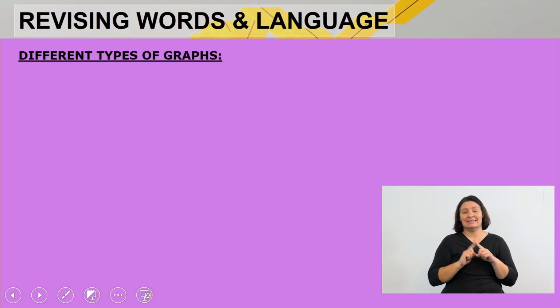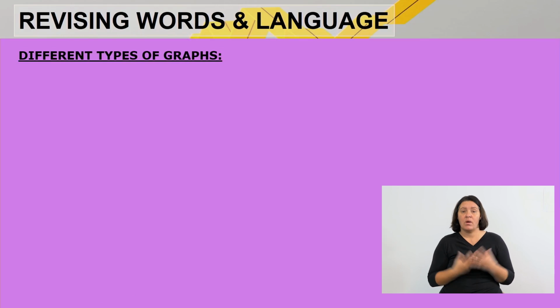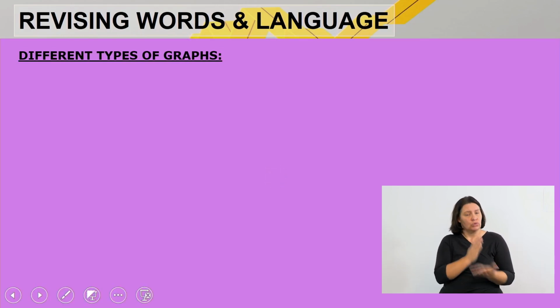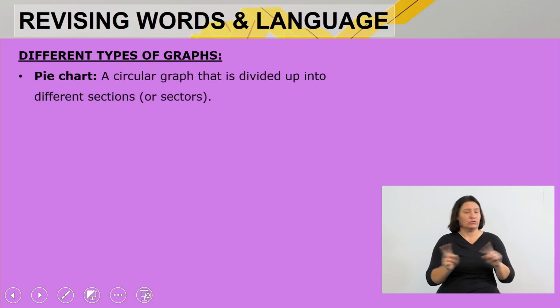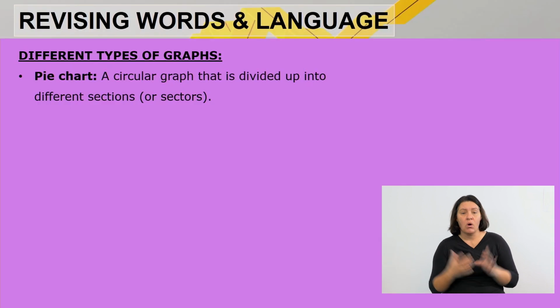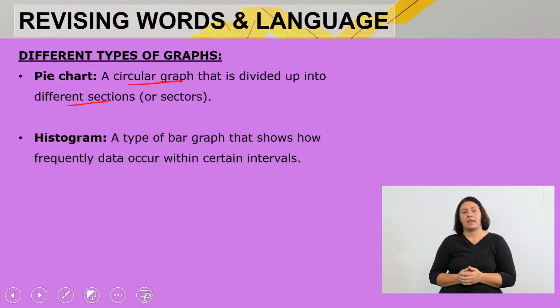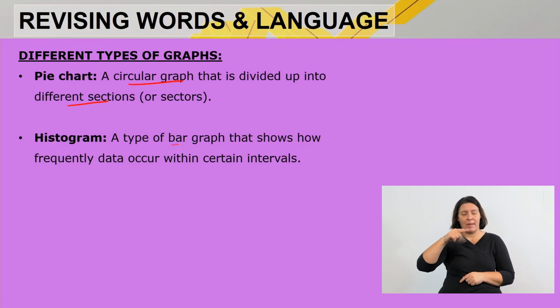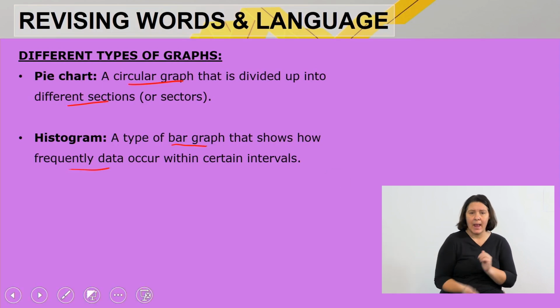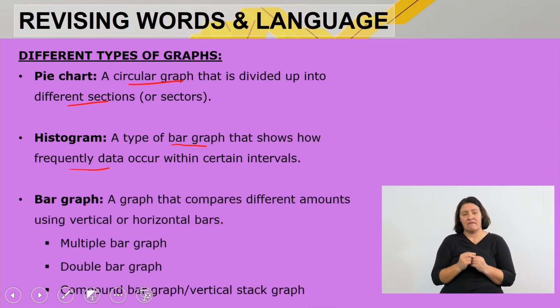Now let's look at some other important words and language that you should be familiar with. So I indicated here different types of graphs. Remember, we are working with graphs, so make sure you are able to distinguish between the types of graphs and also to know the different properties of each graph. First up, a pie chart is a circular graph that is divided up into different sections or sectors for that matter. Then we also indicated here that a histogram is a type of bar graph that shows how frequently data occur within certain intervals.